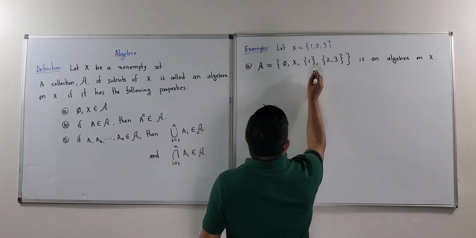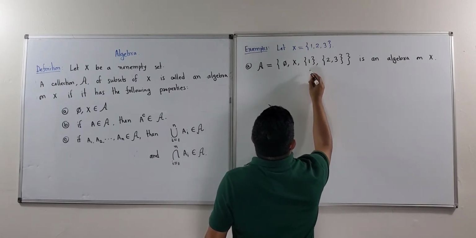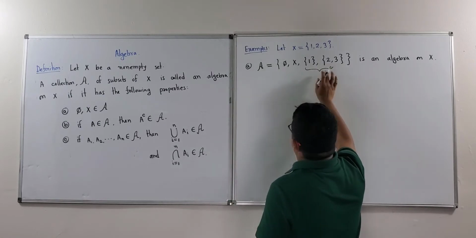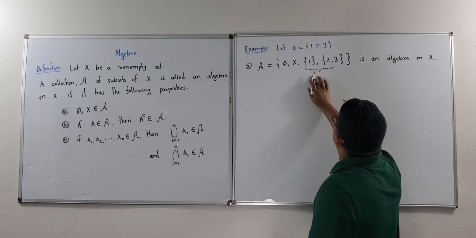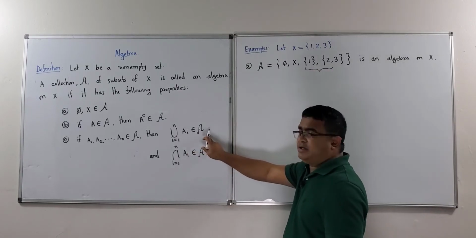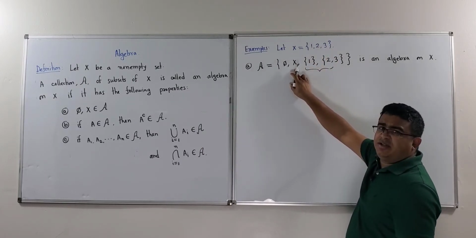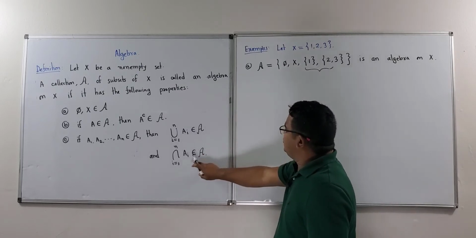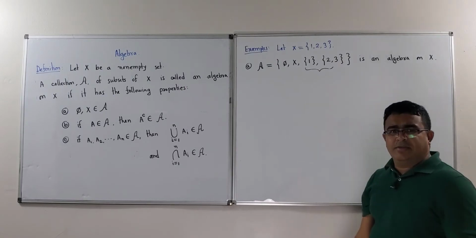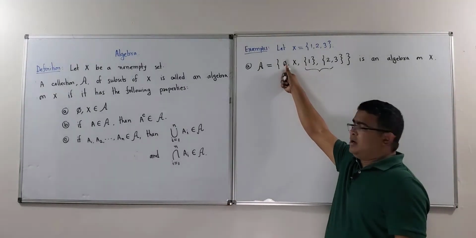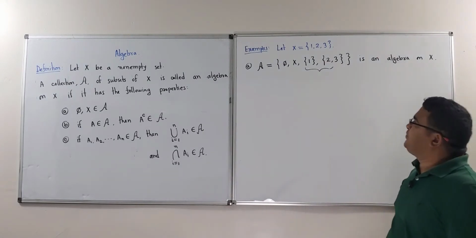Now the third condition. If you consider any collection of subsets, suppose we consider these two. What is the union? The union should be in A. The union is {1, 2, 3}, and {1, 2, 3} is X, so this is already in here. The intersection should also be in A. What is the intersection of {1} and {2, 3}? That is the empty set, and the empty set is also in here. So this condition is also satisfied. So this is an algebra.